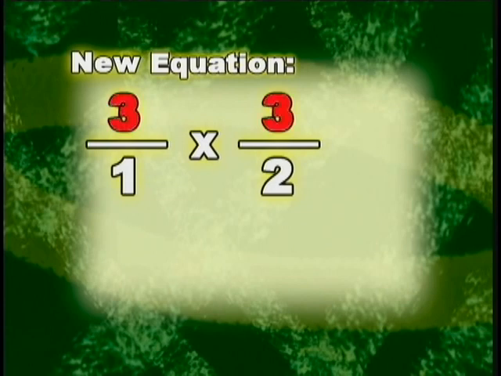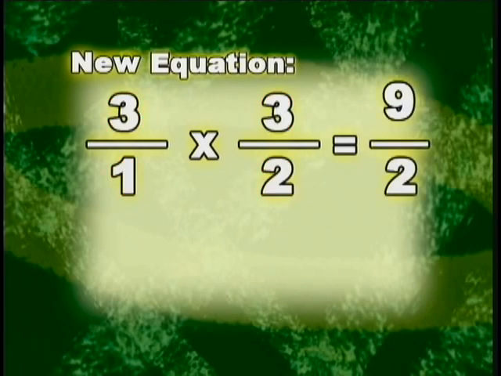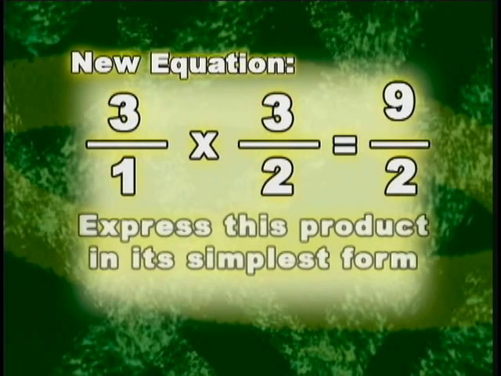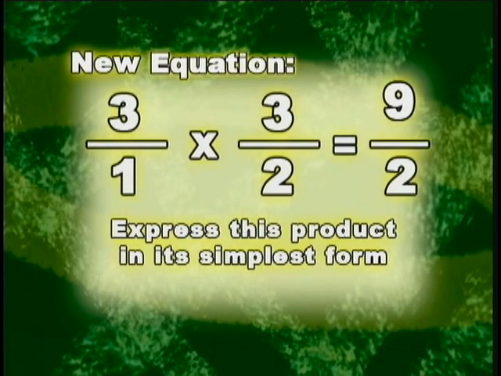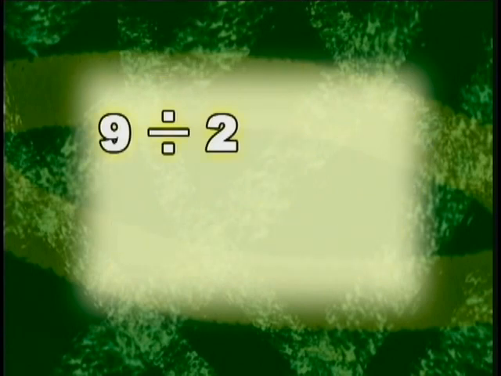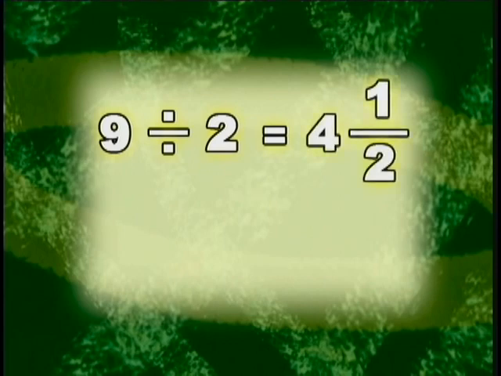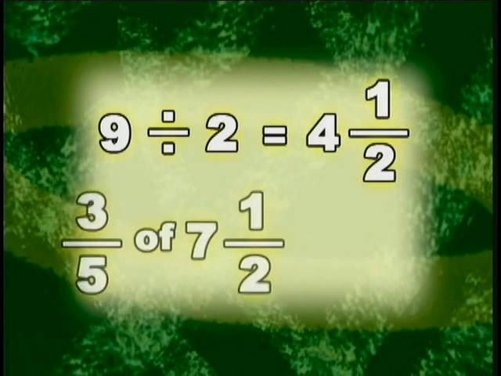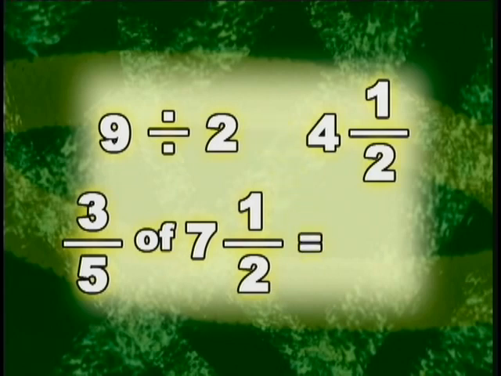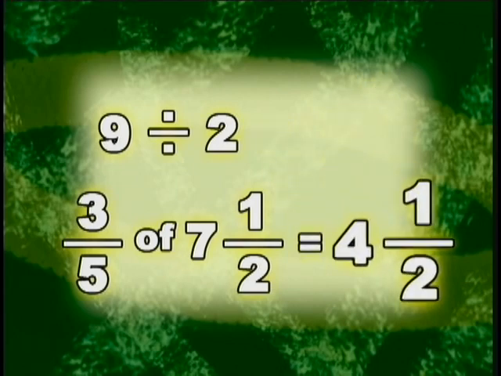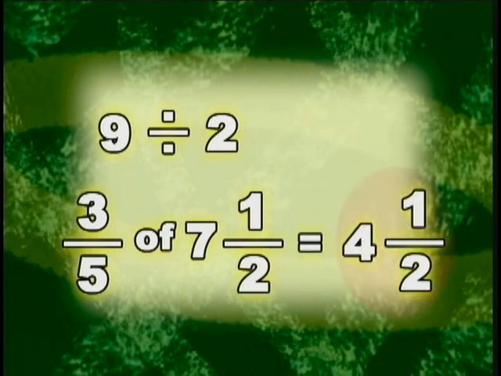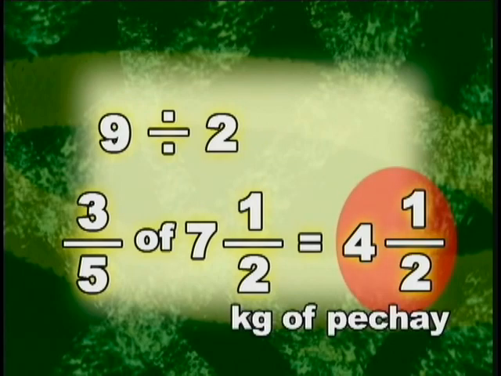Multiply the numerators and the denominators and we get the answer 9/2. We then express this product in its simplest form. 9 divided by 2 is equal to 4.5. Therefore, 3/5 of 7.5 is equal to 4.5. I was able to sell 4.5 kilograms of petchay.